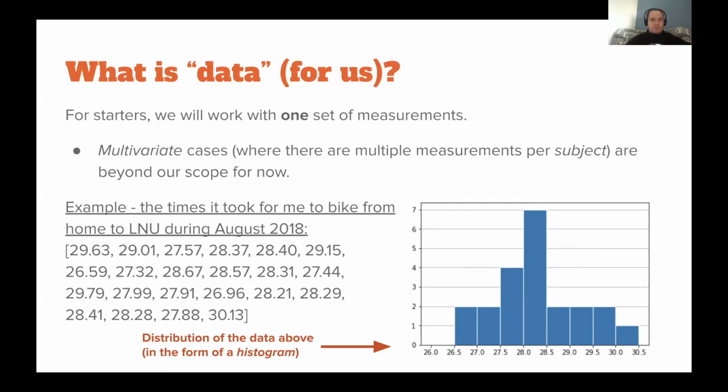would focus only on one set of measurements. Some of you have decided to go for two sets of measurements in your data gathering process, which is perfectly fine. We will get there. But in order to take one step at a time, we're starting with one set of measurements. And as an example, I'm showing here, let's say, a picture of the times that it took for me to bike from home to LNU during August 2018.